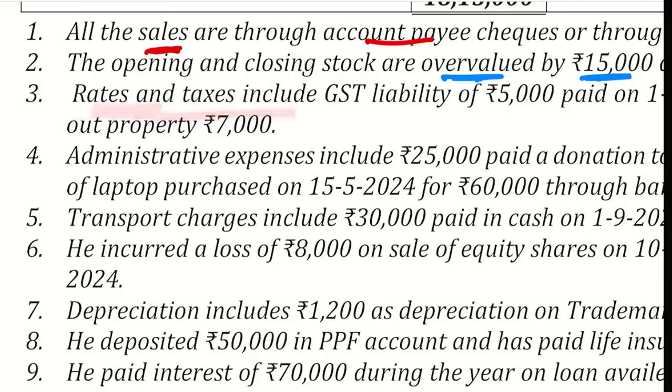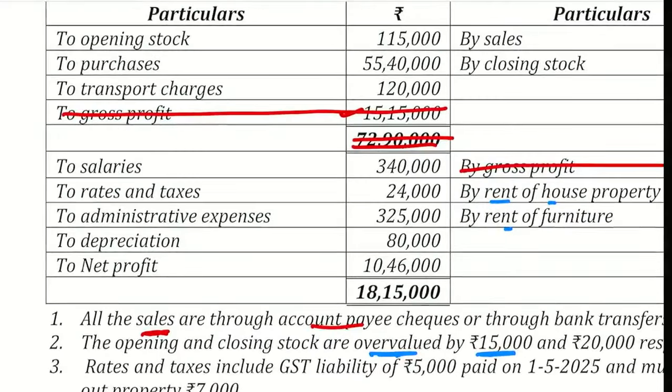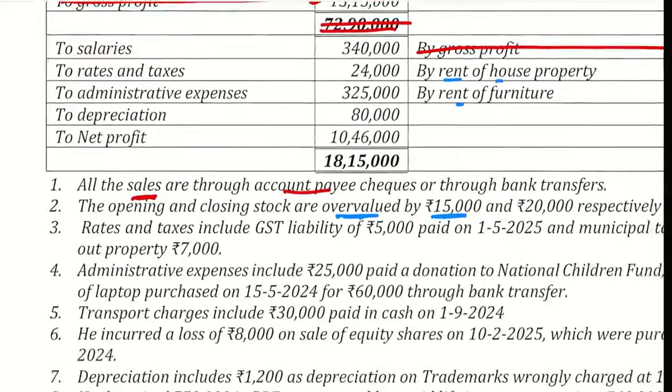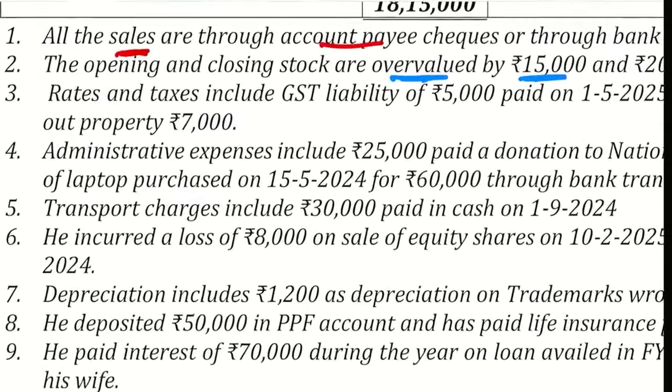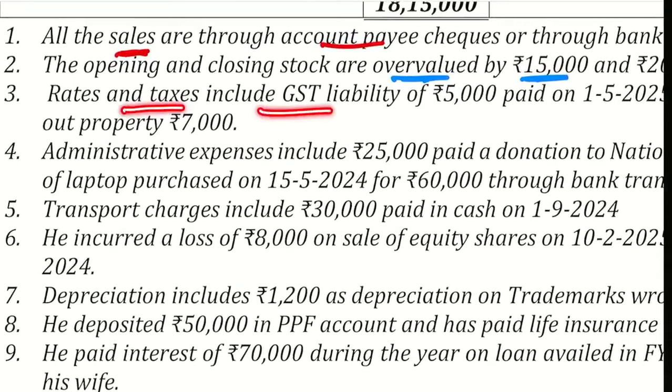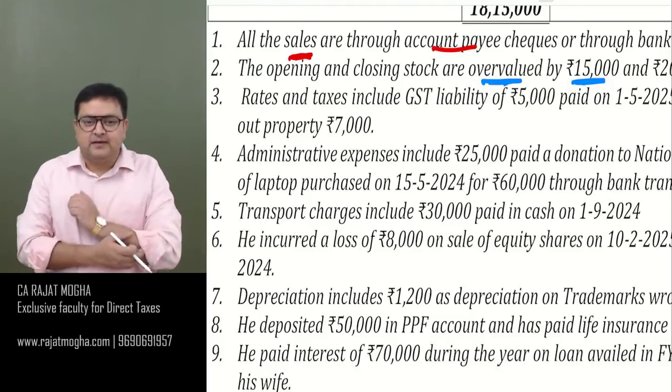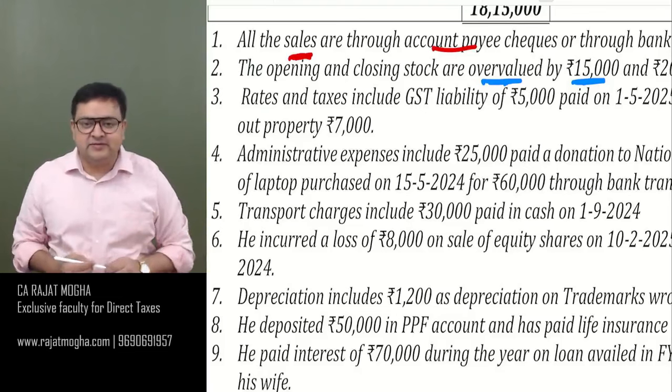Rates and taxes. There are some rates and taxes, 24,000. They are saying rates and taxes include GST liability of 5,000. First of all, tell me whether GST is allowed as a business expense? Yes, it's a normal business expense. It's allowed.